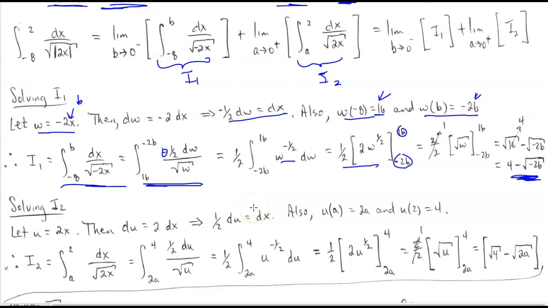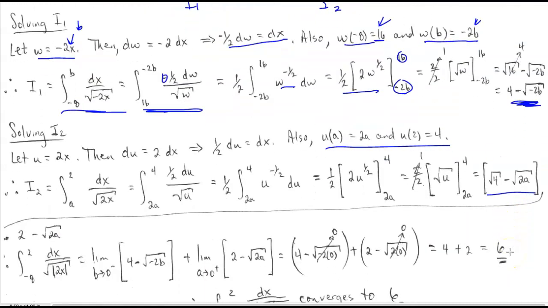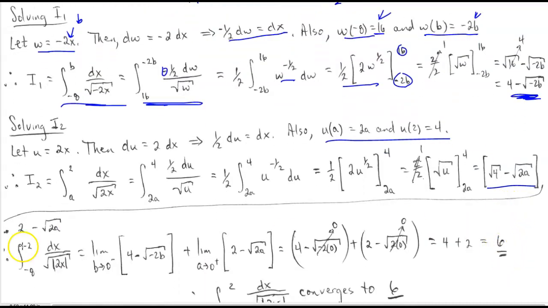If we do the same exact thing for the other integral, writing everything in terms of u, and let u be equal to 2x, then we see what all that is. We translate the limits of integration and work everything out similar to what we did above. You see that we end up getting basically the square root of 4, which is 2, minus the square root of 2a.